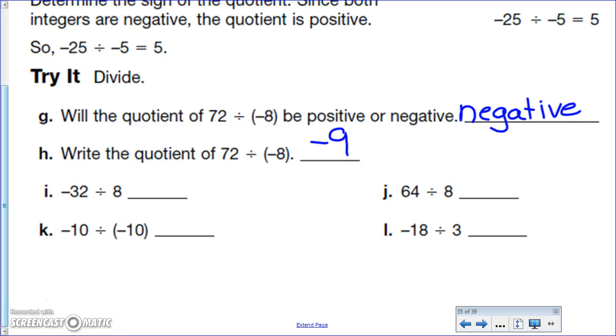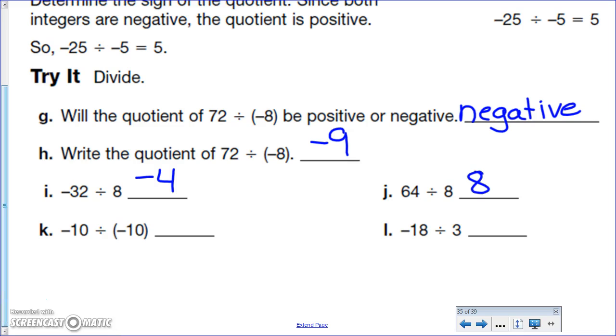For I, negative 32 divided by 8, we know 32 divided by 8 is 4, and because we have two different signs, the answer is negative. For J, 64 divided by 8 is 8. Both signs are positive. We have a positive answer.